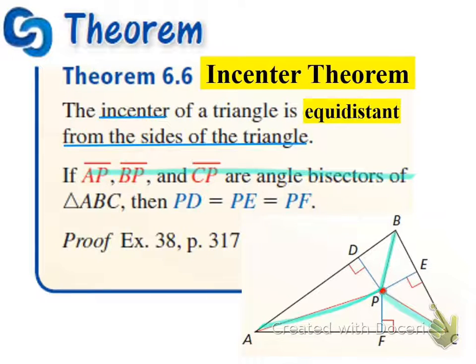But from the center to the sides is going to be congruent. That's what it just said. Equidistant from the sides of the triangle. So from the center to the sides is going to be congruent. So in that second color, you're going to mark from the center to the sides.